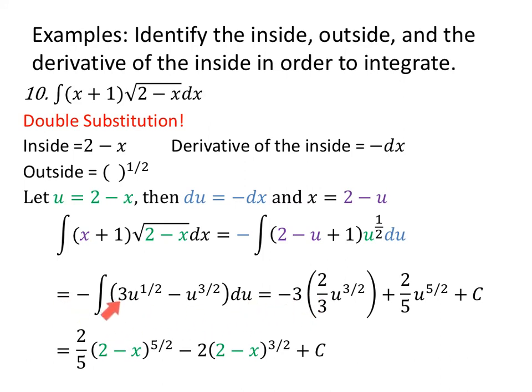I still have the 3. The antiderivative of u to the 3/2 is u to the 5/2 over 5/2. This negative and this negative bring us a positive. Instead of dividing by 5/2, I multiply by 2/5, u to the 5/2 plus c. Oh boy. Alright, so this one's negative, so I'm going to put it at the tail end. 2/5, u is (2 minus x) to the 5/2. The 3's cancel. This will be minus 2 times (2 minus x) to the 3/2 plus c.